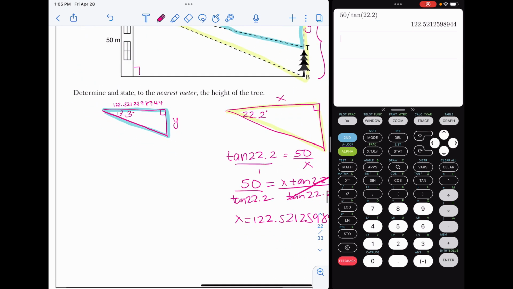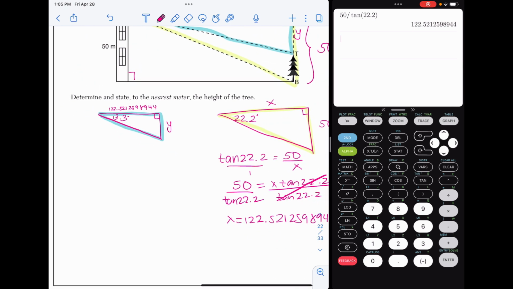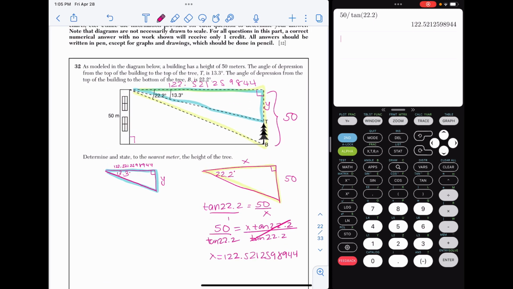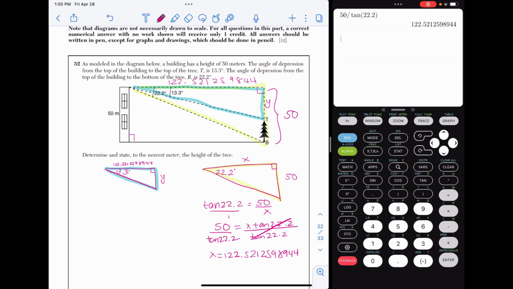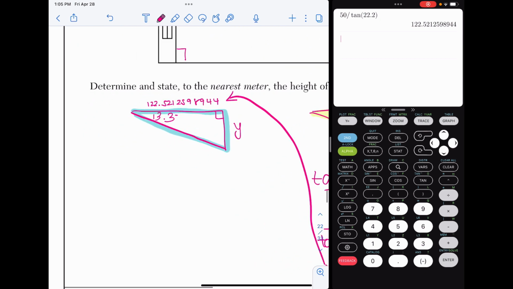So here's the reason I said I would explain why we are going to find that missing side of x first. The reason is because that side is part of the blue triangle and it's part of the green triangle. It's a shared side of both of them. So now that allows me to take this value and have an actual piece that I could plug in to a SOHCAHTOA or a trig equation for this triangle.